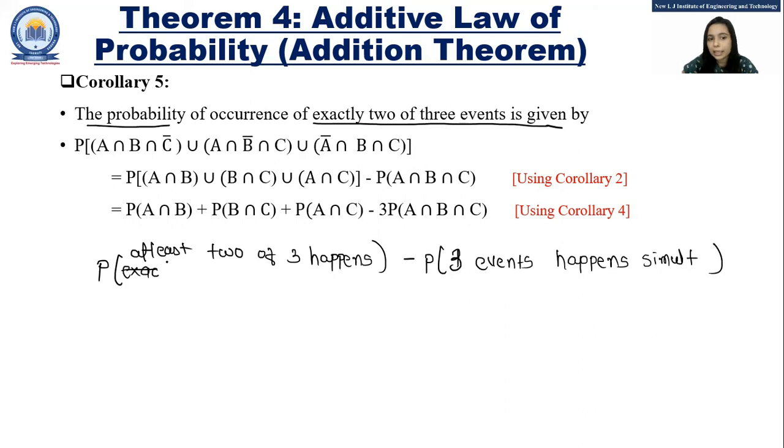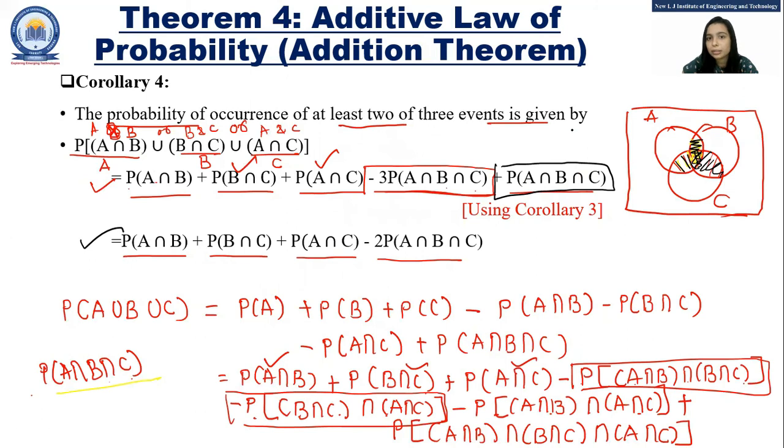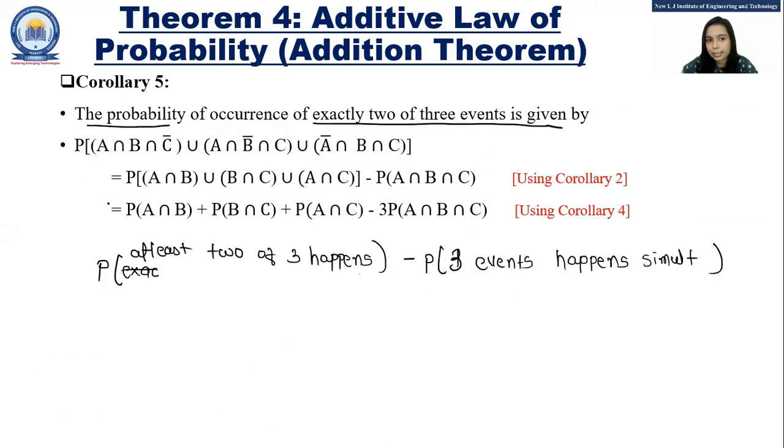Now the probability of at least 2 of 3 happen can be written like this: P of A intersect B union B intersect C union A intersect C. So that is written over here. And the probability of exactly 3 events happen, the probability of 3 events happen simultaneously, so A intersect B intersect C represents 3 events happen simultaneously. So that is equal to minus P of A intersect B intersect C.